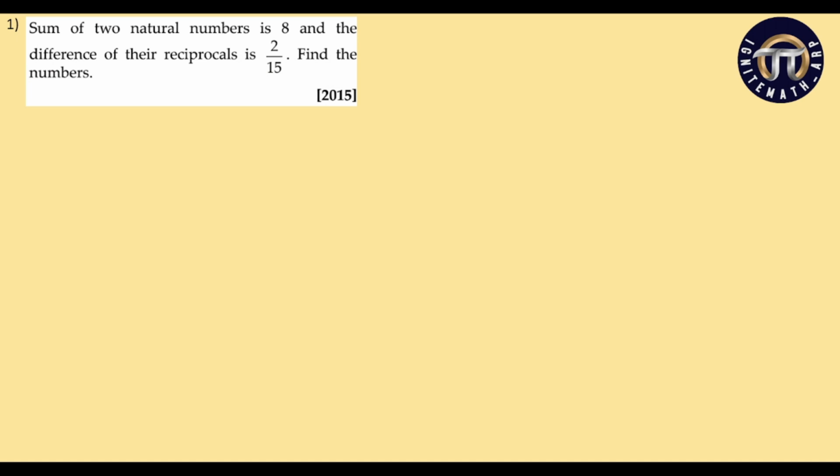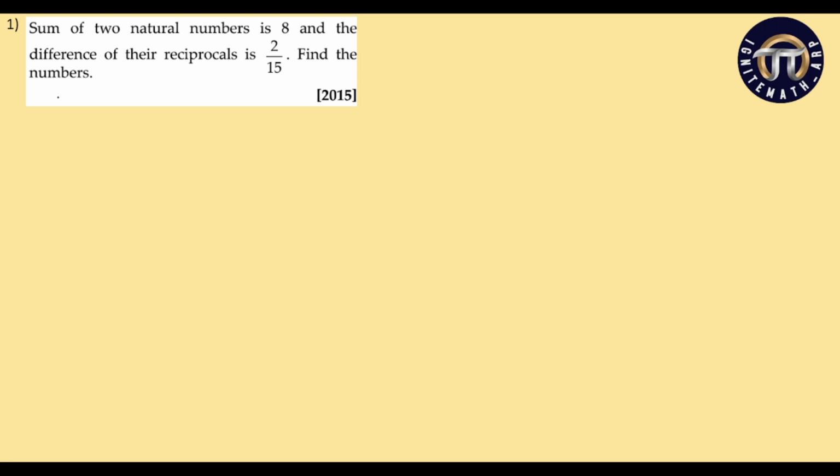The sum of the two natural numbers is 8 and the difference of their reciprocals is 2 by 15. Find the numbers. Whenever you're solving problems on quadratic equations, children, you need to understand it is a highly application based concept. Need to understand the question correctly and analyze it correctly. Here it is given that the sum of the two natural numbers is 8.